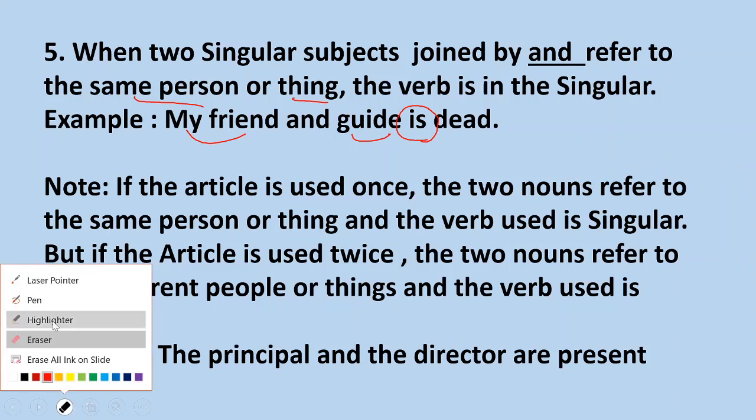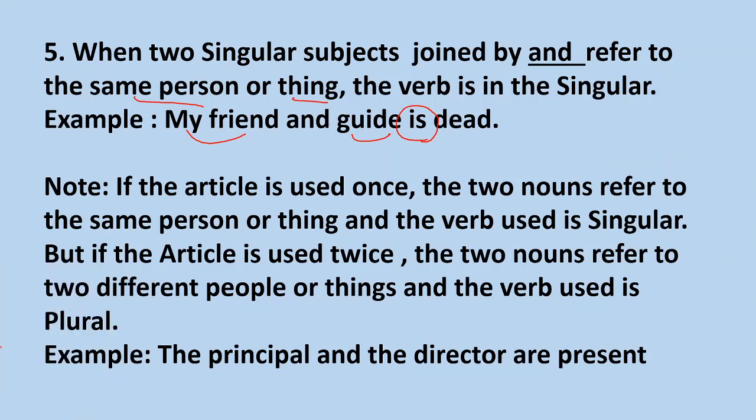Here you see, if the article is used once, the two nouns refer to the same person. The two nouns are referring to the same person or thing, and the verb will be singular. But if the article is used twice, then the two nouns refer to two different people or things, and the verb used is again plural.